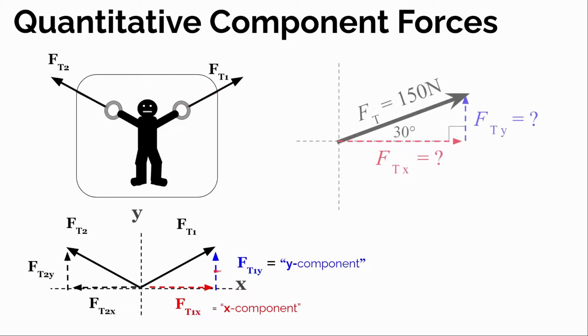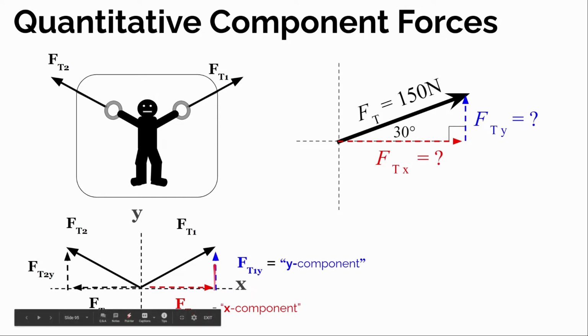And so if we wanted to figure out how big, let's say, the vertical component of the tension was, let's say tension number 1, how much of tension 1 is pulling up and how much is pulling to the right, if we knew how big the force of tension really was, let's say it was 150 newtons in size, the question is, how could we figure out how much of that tension is pulling up and how much of that tension is pulling to the right?